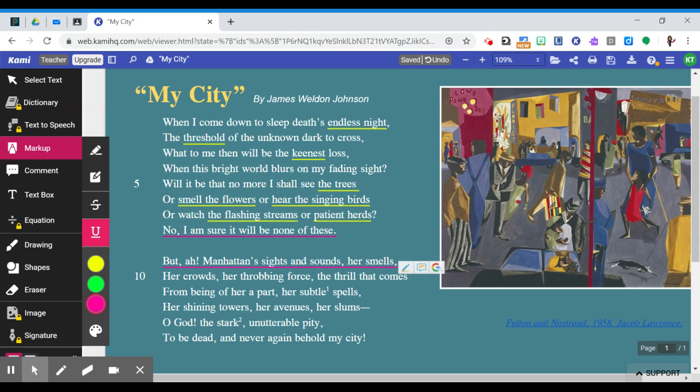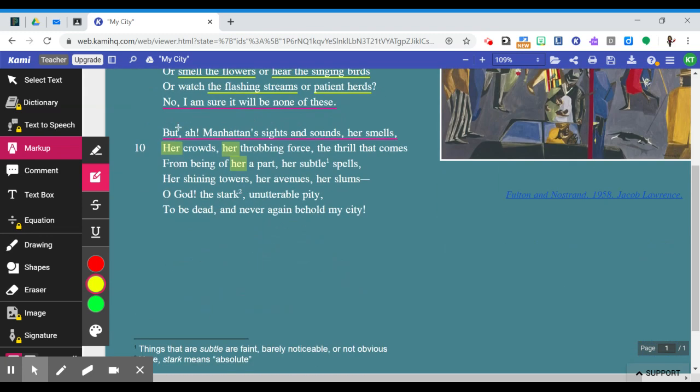Notice that he is personifying the city, right? So he is calling the city her. He's going to miss her crowds. He's going to miss the throbbing force. And you can just think about that here as imagery, like the city is alive. The thrill that comes from her being a part, her subtle spells, her shining towers. You could picture probably buildings. Her avenues, her slums. Oh God, the stark unutterable pity to be dead and never again behold my city.